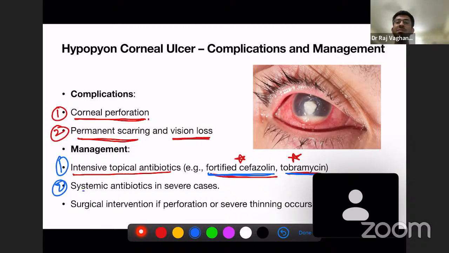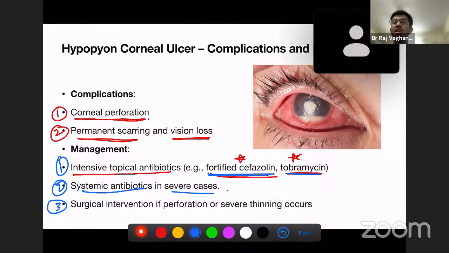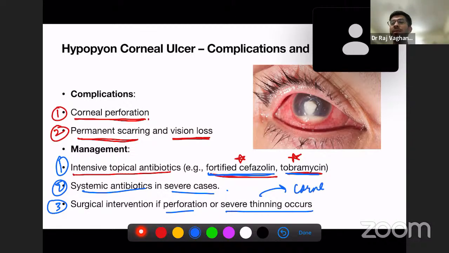Second is systemic antibiotics in severe cases. If there's a severe case, you have to give systemic antibiotics. Third, surgical intervention if perforation or severe thinning occurs. Severe thinning of what? Of the cornea. If there's severe thinning of the cornea, or if there's perforation of the cornea, you have to surgically intervene and repair the cornea. And if the pus is large in amount, you have to give systemic antibiotics. Otherwise, topical antibiotics like fortified cefazolin or tobramycin would also work.